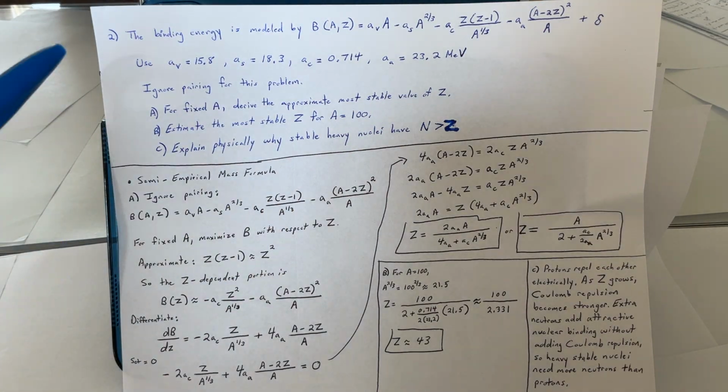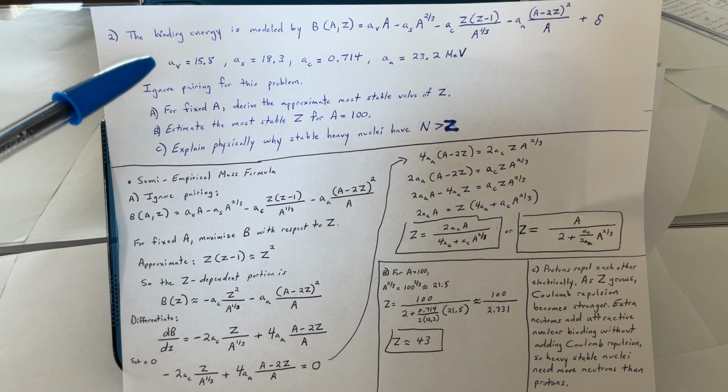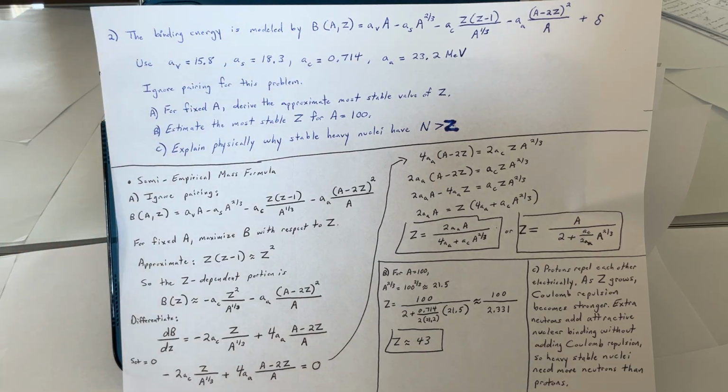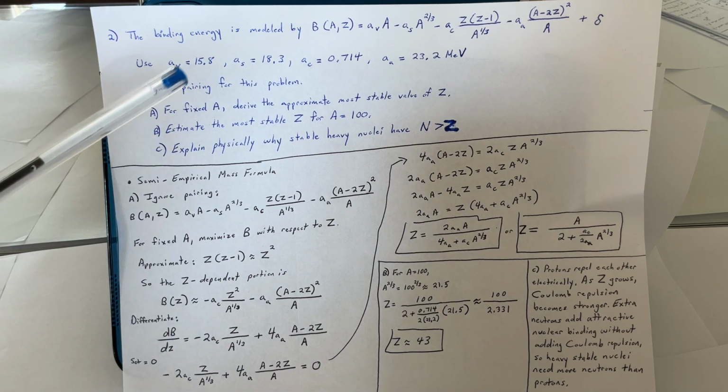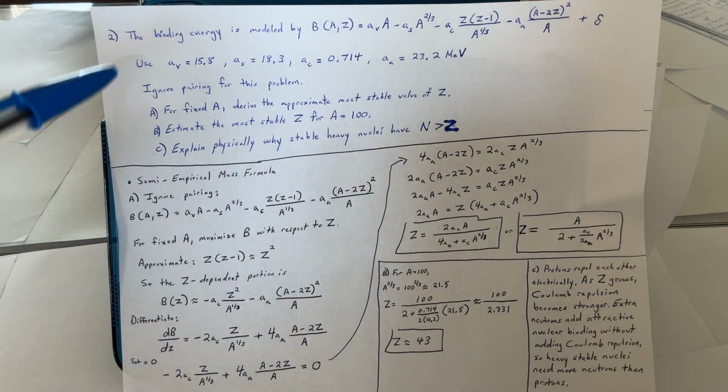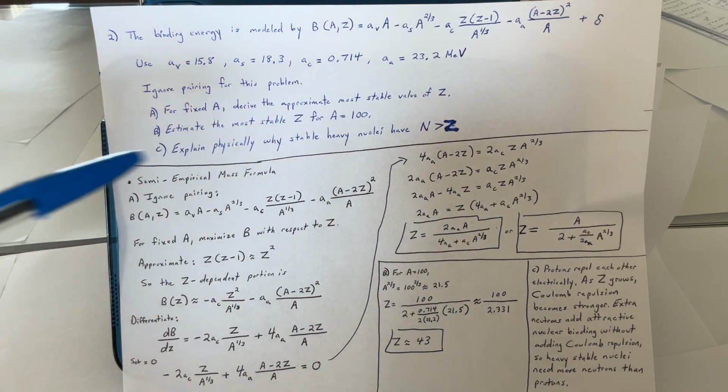And then we have our coefficients here, respectively for volume, surface, Coulomb, and asymmetry, rather, respectively: asymmetry, Coulomb, surface, and volume. And we're going to ignore pairing for this problem. For part A, for a fixed A, derive the approximate most stable value of Z.